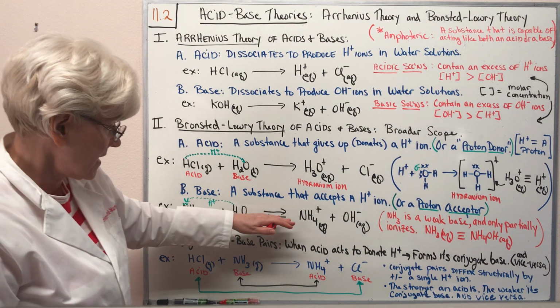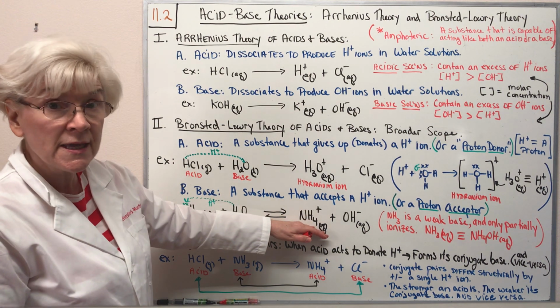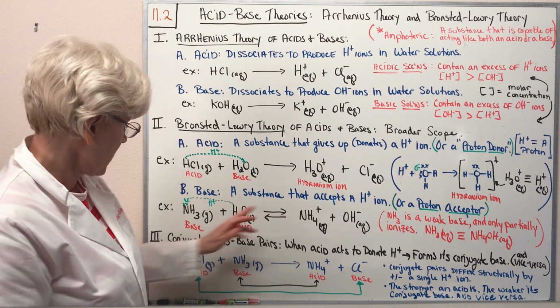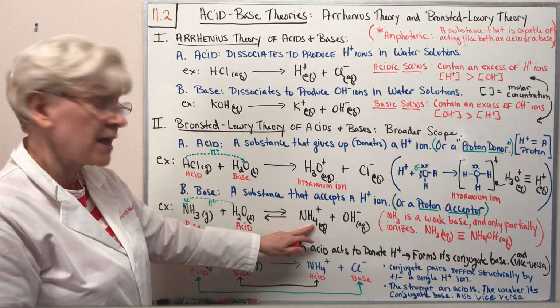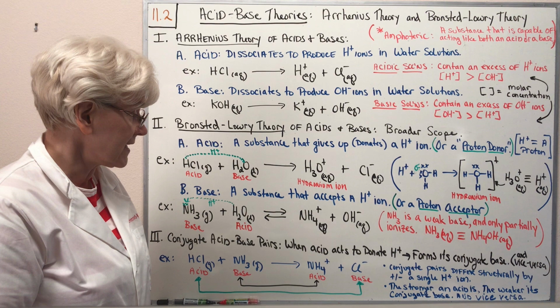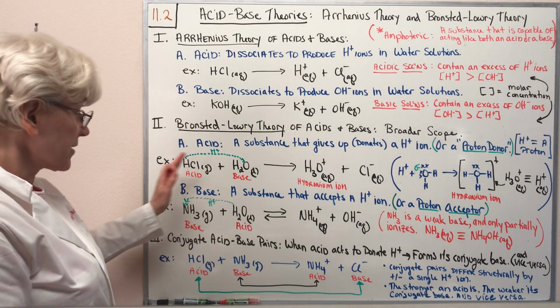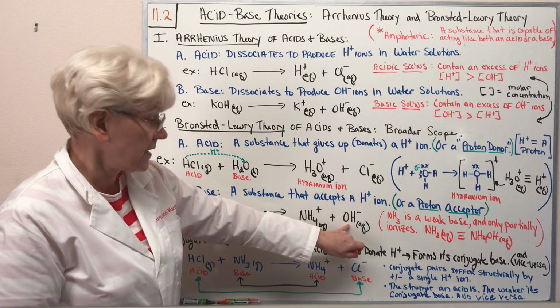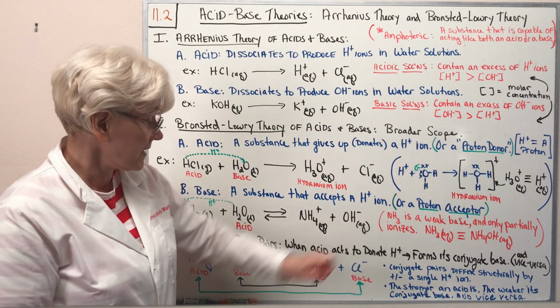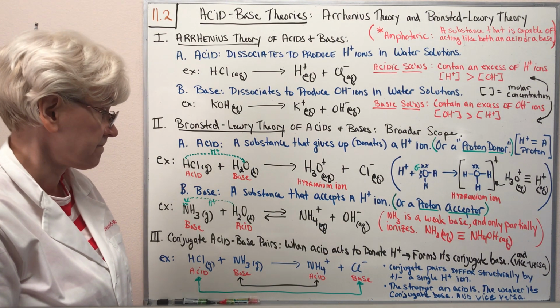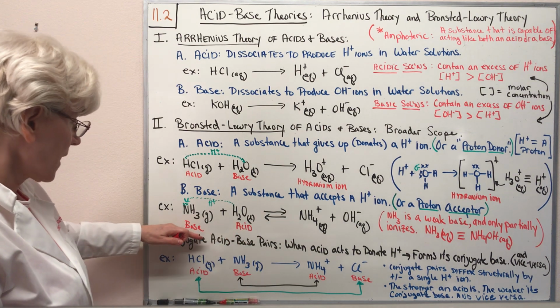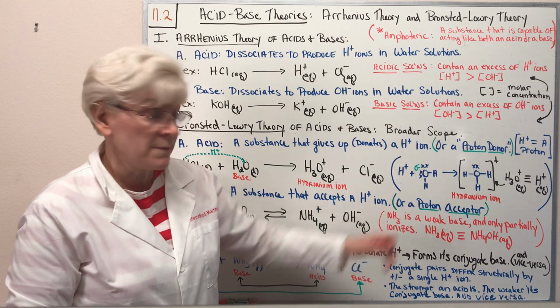When this process takes place, we are forming the ammonium ion. When ammonia accepts an additional hydrogen ion, its formula is now NH4+. And when water gives up a hydrogen ion, what's left of it is the hydroxide ion. Now notice ammonia is a weak base.